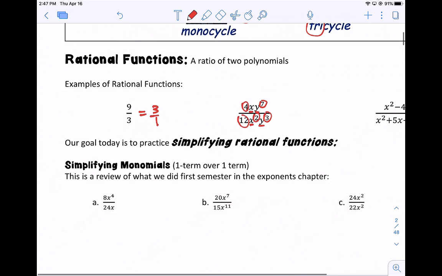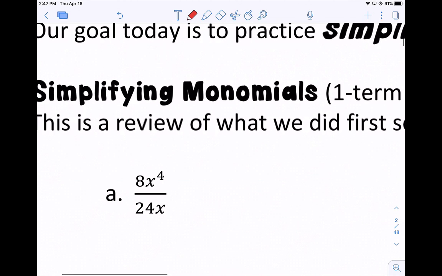Okay, so we're going to start with simplifying monomials, which is one term over one term. And this is actually a review of something that we did in first semester, the Chapter 5 Exponents chapter. We did simplify monomials, things with exponents.